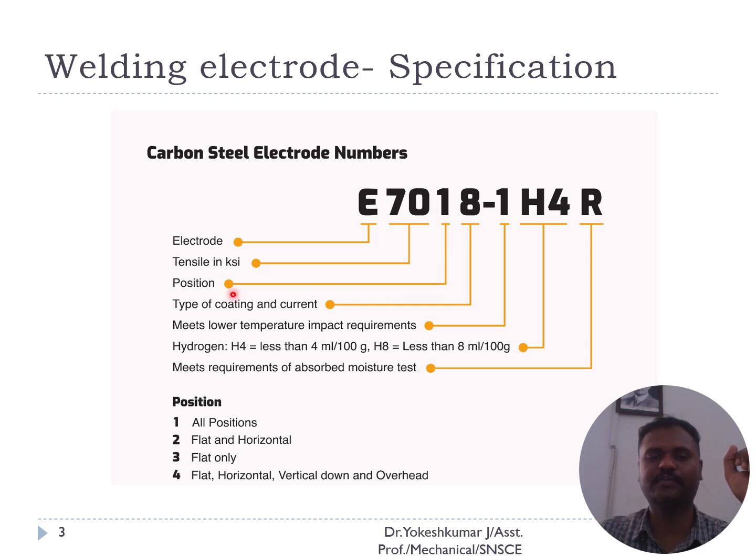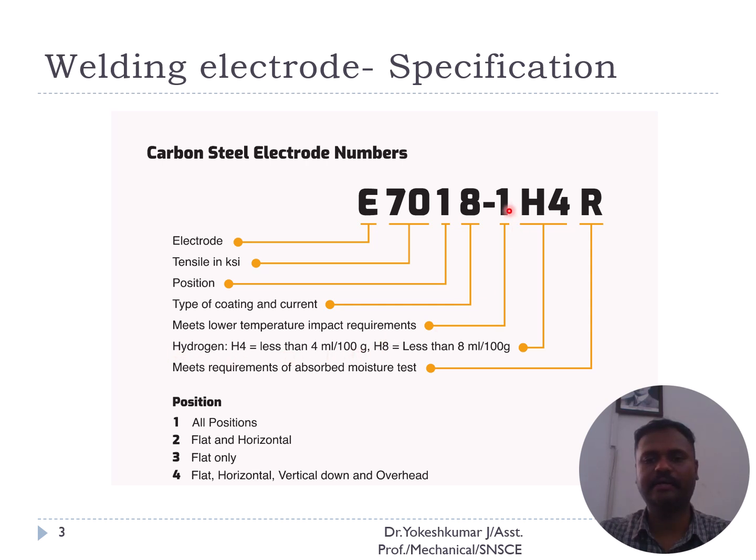Then 1 stands for the position, that is, in what position we can carry out the welding process using this electrode. For positions, we have 4 types. 1 stands for all positions, and 2 stands for flat and horizontal positions only. Then 3 stands for flat only, and 4 stands for flat, horizontal, vertical down, and overhead positions. And this 8 stands for the type of coating and current used in the welding process.